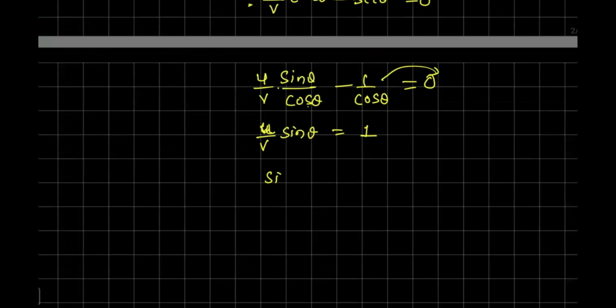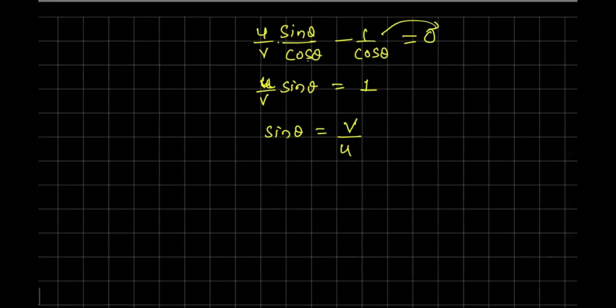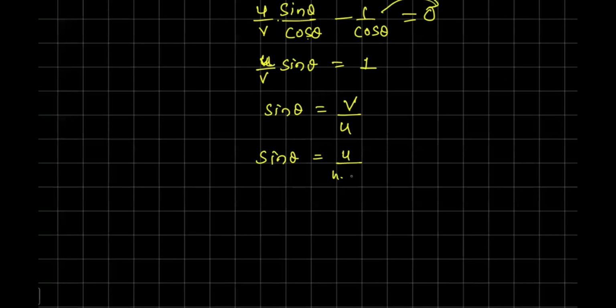So I can say sin theta is equals to v by u, and what is the value of v? That is u by n. Upon u, u will cancel out. So you'll get theta is equals to sine inverse of 1 by n.